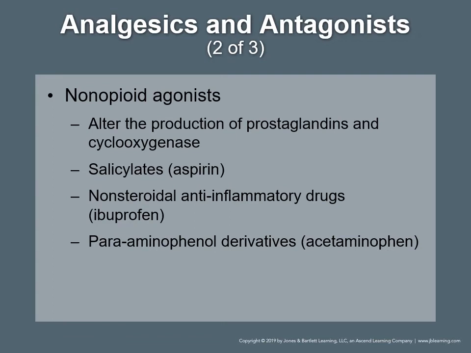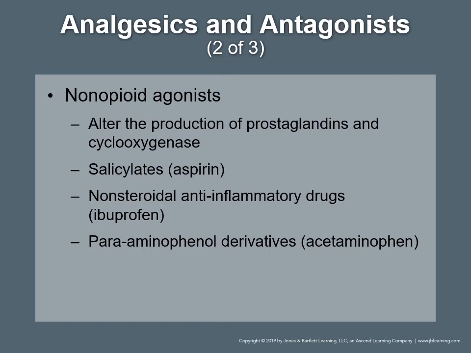Non-opioid agonists, many are available as over-the-counter drugs. Many have antipyretic properties as well, meaning they can reduce a patient's fever. All of them alter the production of prostaglandins and cyclooxygenase, or COX, to produce their effects. Three forms are particularly popular. Salicylates, an example of which is aspirin.